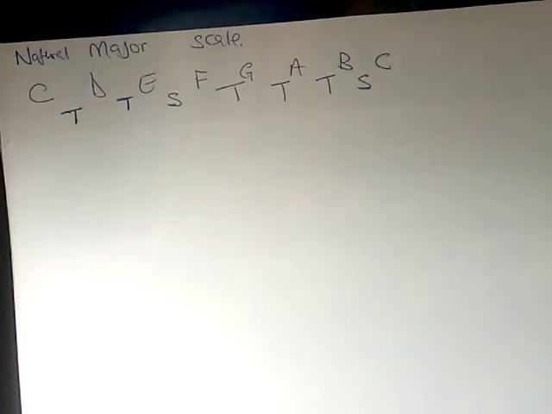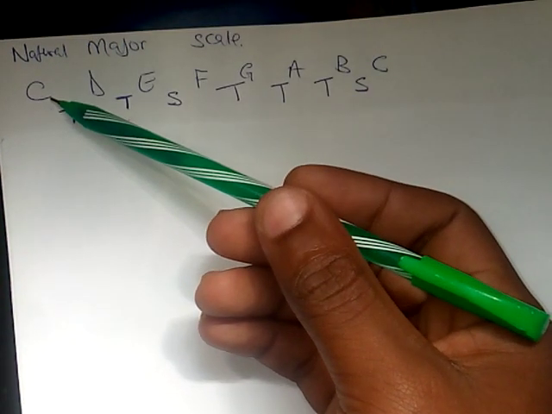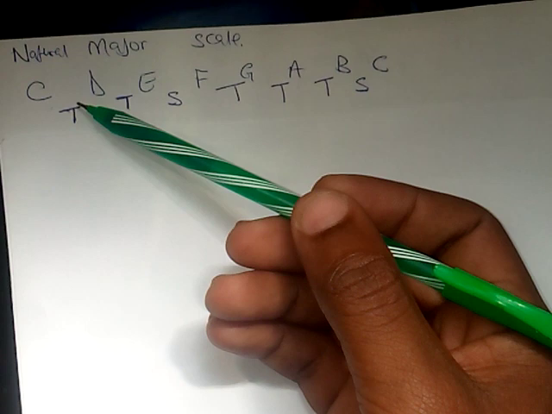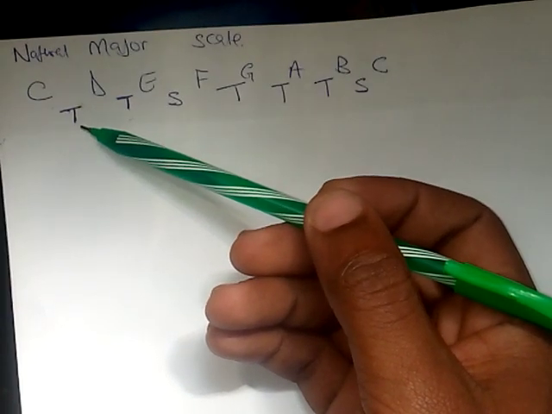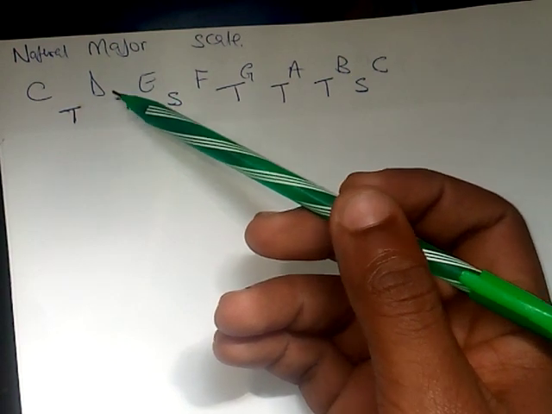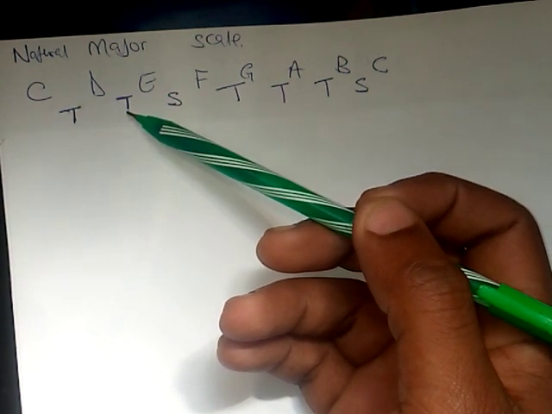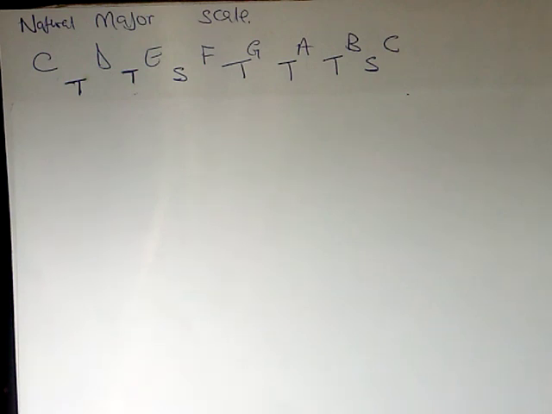This scale runs from C to C, and because it is a major scale, the pattern remains: tone, tone, semitone, tone, tone, tone, semitone. This implies that the interval between C and D, or the distance, is a tone. From D to E, we have a tone, and the others follow as shown on the screen.